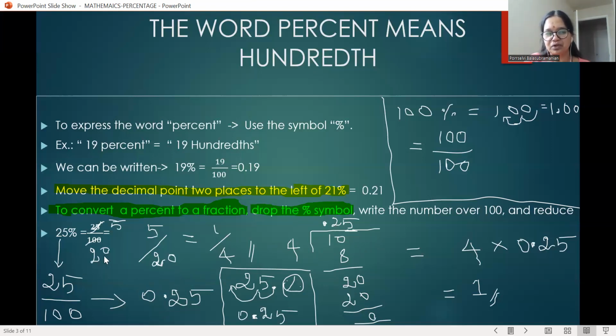So basically what happened here is that 25% means you move the decimal point 2 places towards the left, and you get 0.25. So how do you write 100 percentage? You move the decimal point 2 places left, so 1.00. So 100 percentage means the denominator is 100 and the numerator is 100, that is 100 divided by 100. Now we'll move on to the next slide.